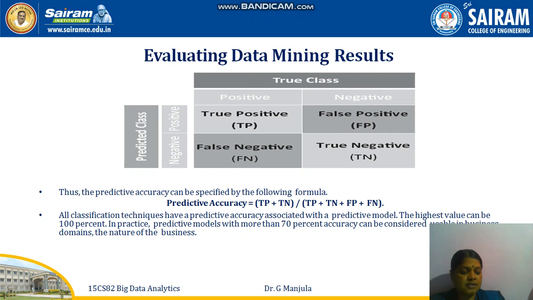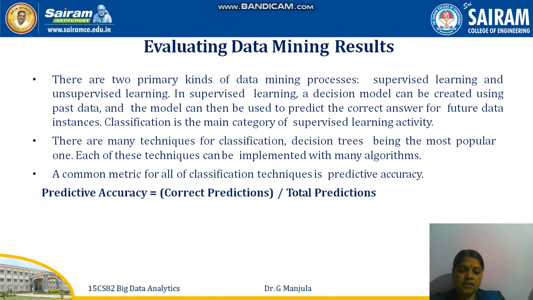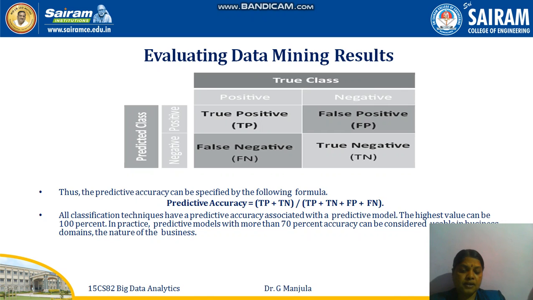For example, in the previous slide we saw that it is the correct predictions divided by the total number of predictions. This is the predictive accuracy. Similarly here also, the predictive accuracy may be taken from both the true class and the positive. So there may be a positive true, there may be a negative true, or there may be a negative negative, or there may be a positive true. So this is also one of the ways we can increase the predictive accuracy. This is one of the ways of evaluating data mining.